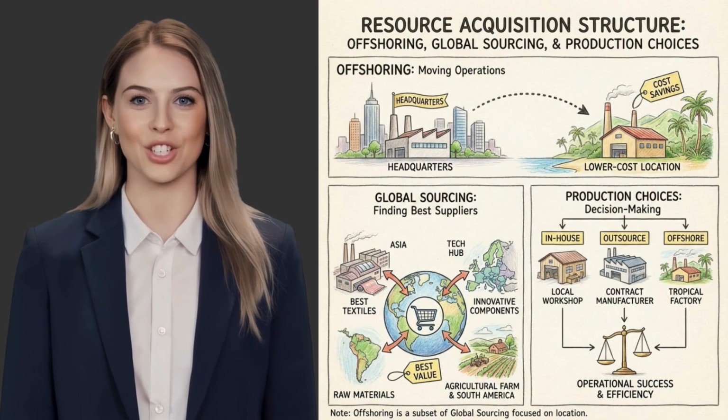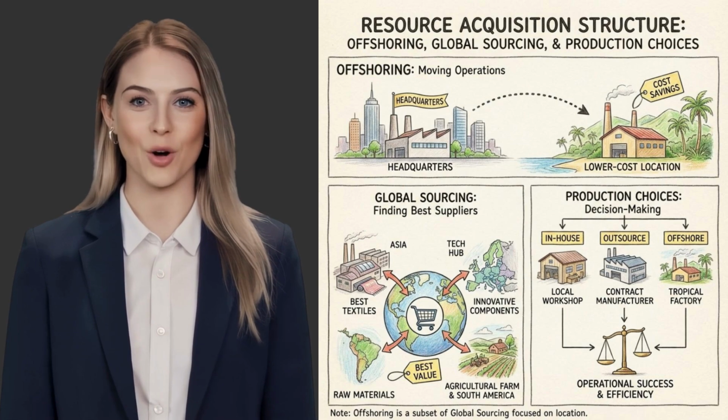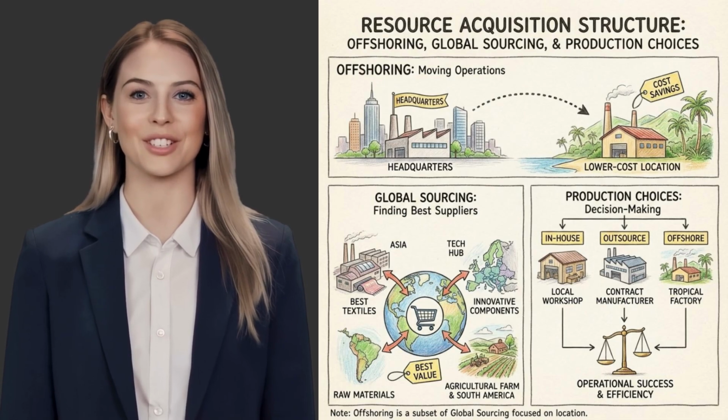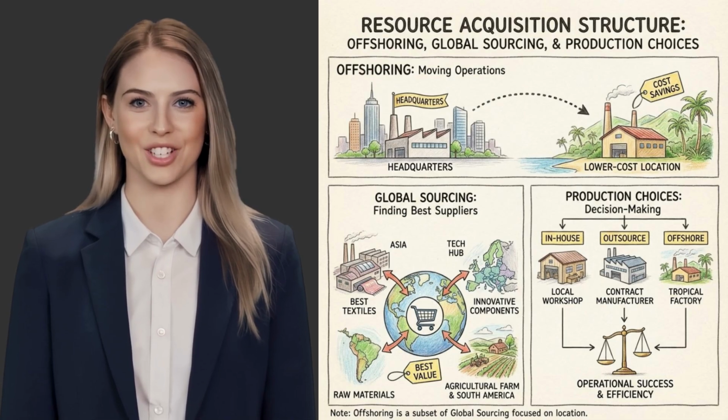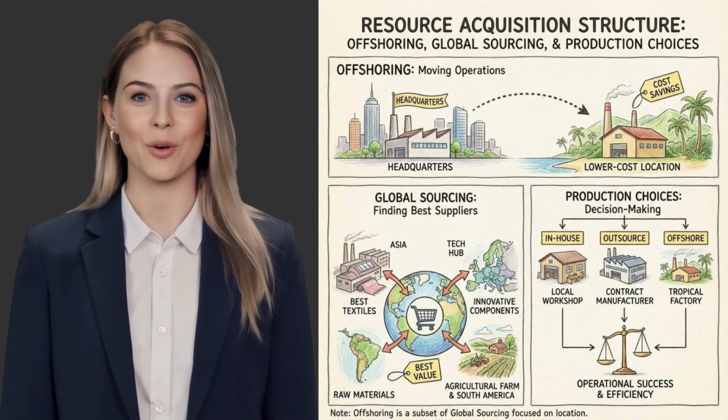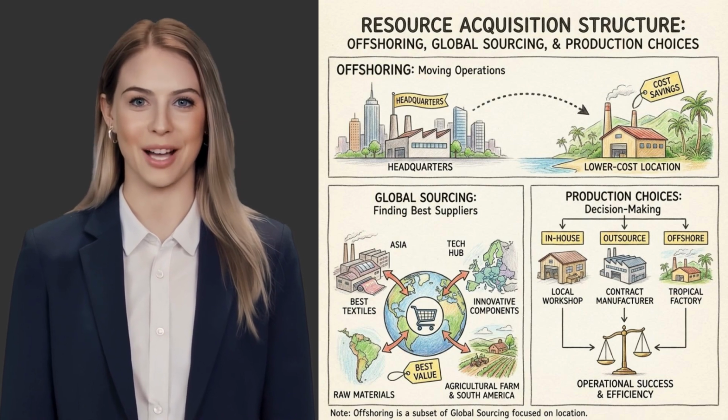Now, let's look at the structure of resource acquisition involving offshoring, global sourcing, and production choices. Offshoring is defined as moving business operations to another country, often specifically for cost savings. Global sourcing is finding the best global suppliers for goods or services. The distinction is important because offshoring is a type of global sourcing that is focused on location, whereas global sourcing is broader, about finding the best resources worldwide, regardless of location. Understanding the pros and cons of each is vital for operational success.